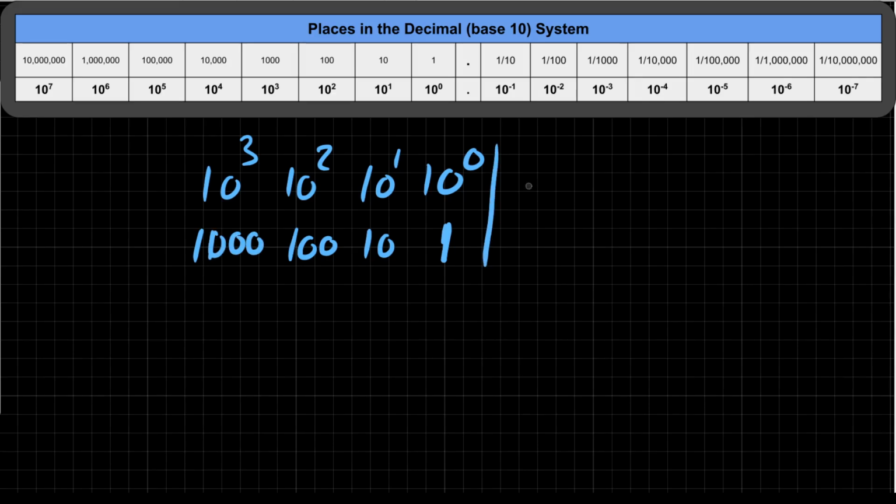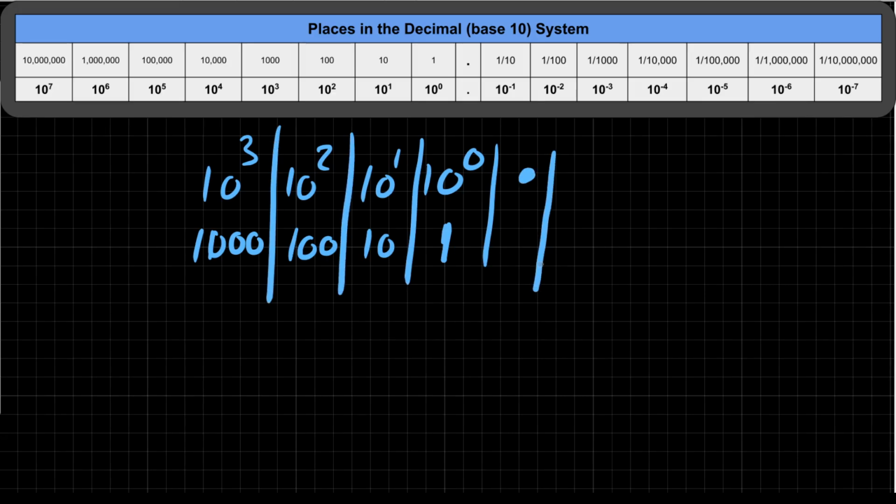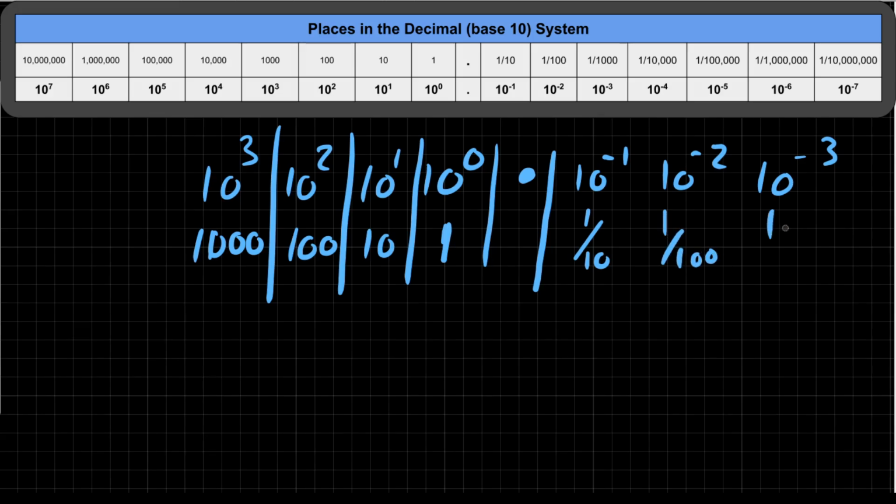We could also look at the fractional part of this over on the right-hand side. So we add a floating point. And on the fractional side of this, we have 10 to the negative 1, 10 to the negative 2, 10 to the negative 3, and of course so on. This would be 1 over 10, 1 over 100, and 1 over 1,000. So those are our fractional parts of the decimal system.